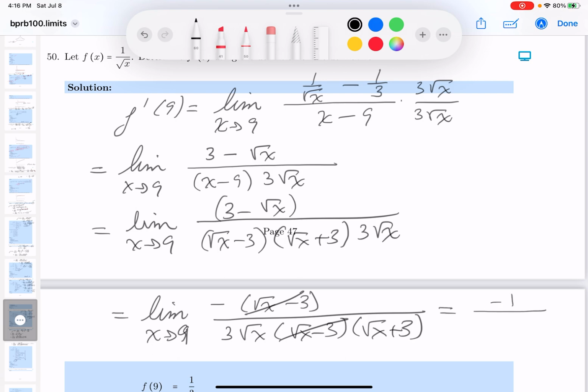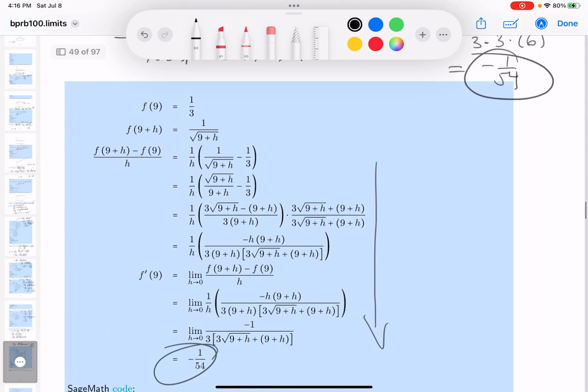You get minus 1 on top. You get 3 times, well, the square root of 9 is 3. And then what do you get? Square root of 9 is 3, and 3 plus 3 is 6. So what is it going to give you? 9 times 6, which is 54. Am I getting what I expected to get? I'm getting what I expected to get. You decide what you want to do, though.